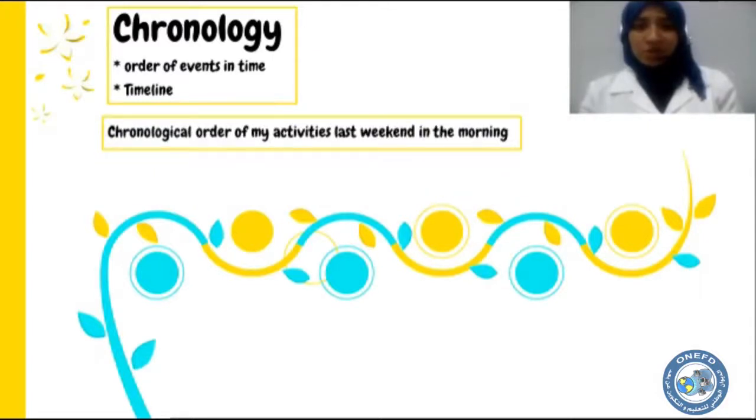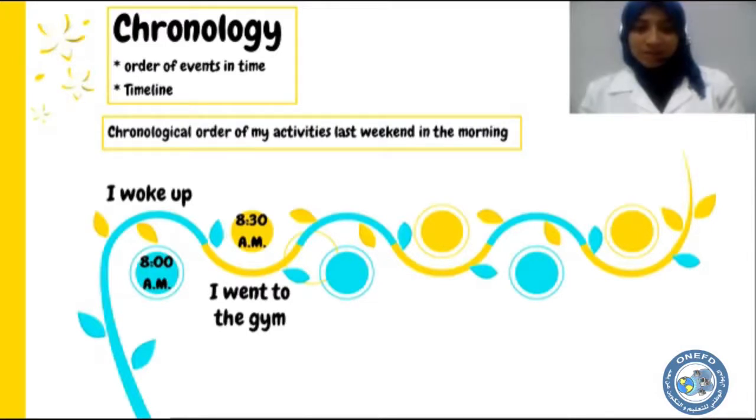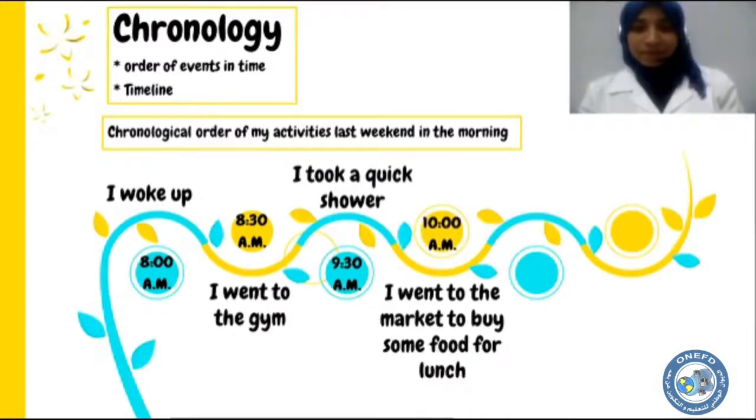Here we have a chronological order of my activities last weekend in the morning. Let's start with the first activity. So the first activity starts at 8 a.m. I woke up. Then at 8:30 a.m. I went to the gym. After, at 9:30 a.m. I took a quick shower. Then, at 10 a.m. I went to the market to buy some food for lunch.